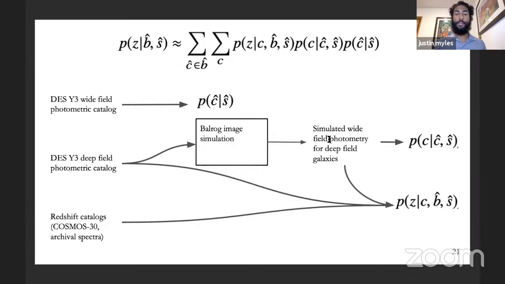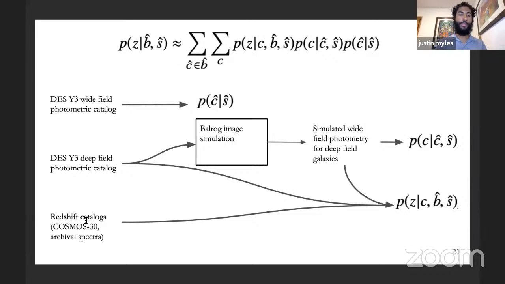And we actually inject each galaxy multiple times, so we have a statistical ensemble of what that galaxy could have looked like if it had been observed in a different part of the sky in our wide field survey. And then with that deep and wide information, we can build this statistical relation P of C given C hat. And finally, in order to get the last term here, we need redshifts, right?